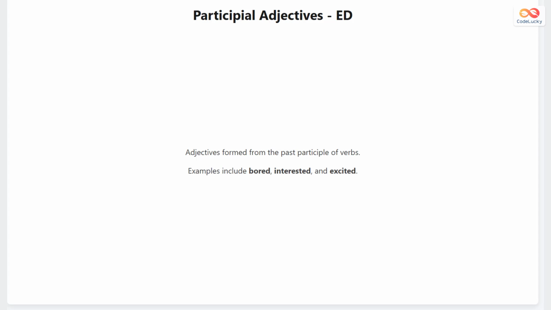Participial adjectives are special adjectives that come from verbs. They are formed from the past participle of verbs and often end in ed. Examples of these adjectives include bored, interested, and excited. These adjectives describe how someone feels.